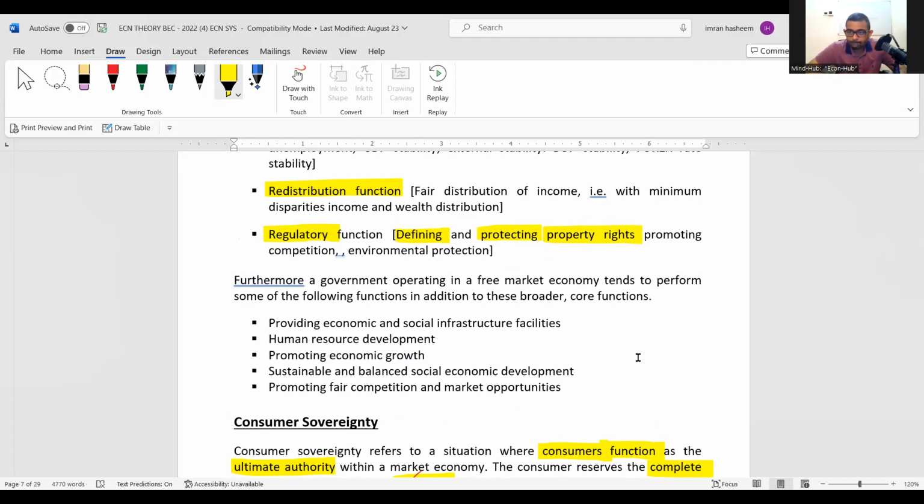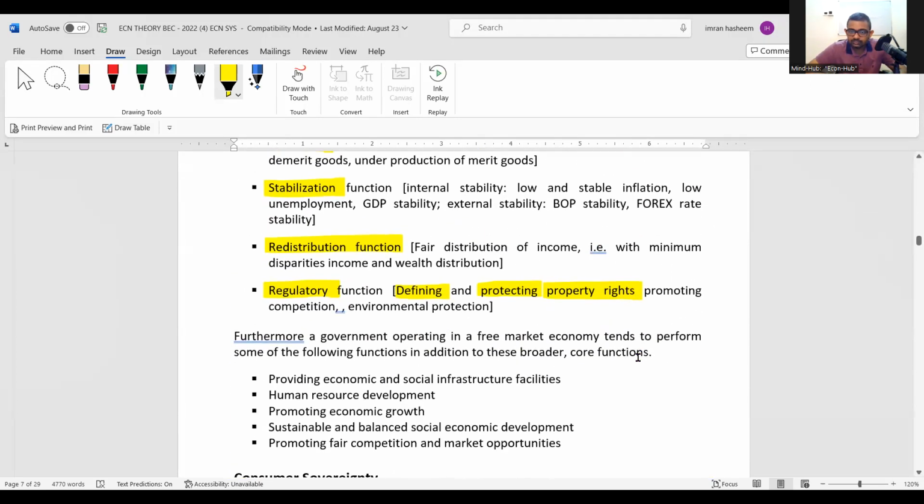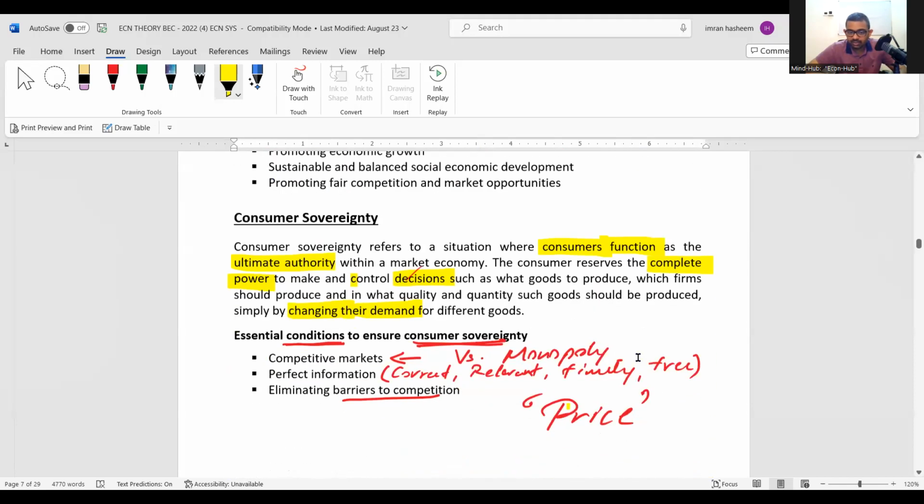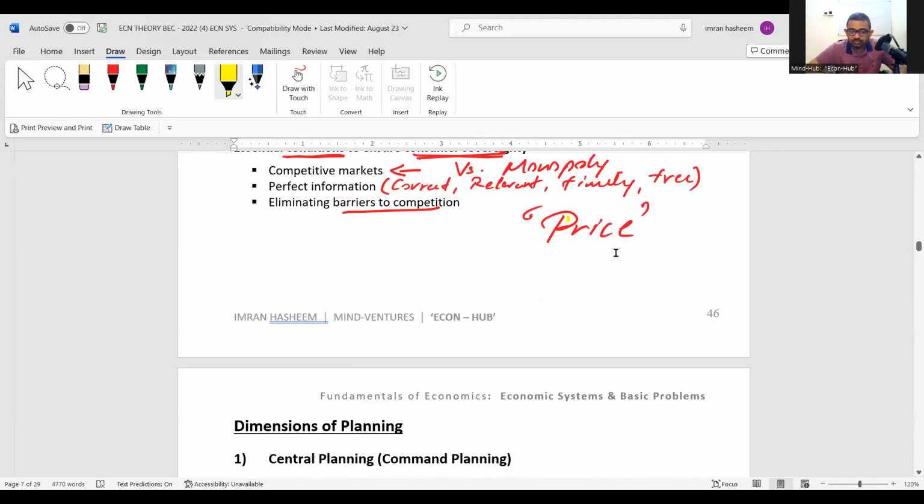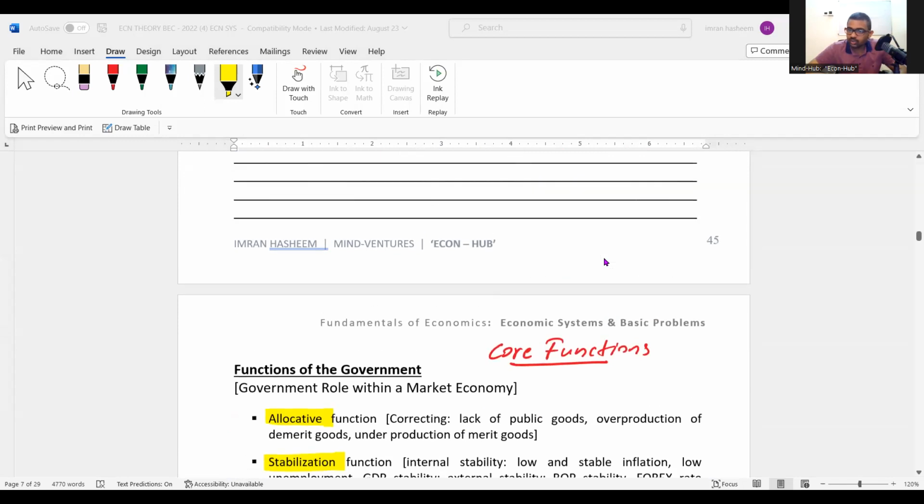Done? Yes, we are clear? Functions of the government. Now I think we have covered all the basic things about a market economic system. So we have completed the basic understanding of a market economic system. Next week we look at the command economic system, and then we do the comparison between the market and command economic systems. That's why we look at the advantages and the disadvantages.